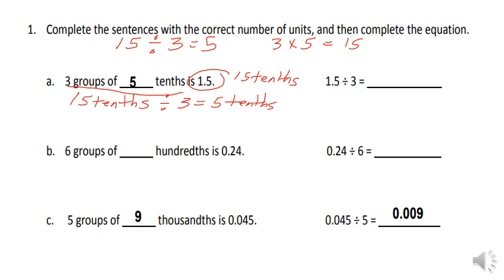So now we can come back over to the standard algorithm. We know 15 tenths divided by 3 equals 5 tenths. We're writing the standard form, so I'm going to put it as 0.5.